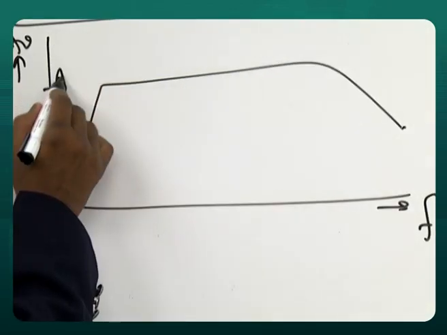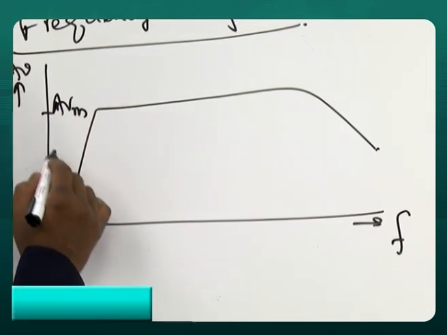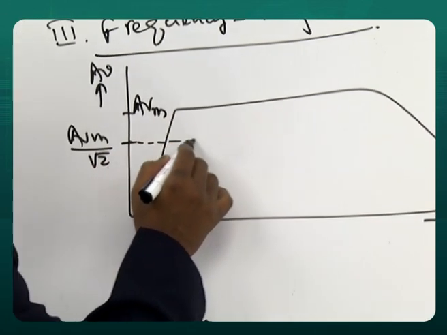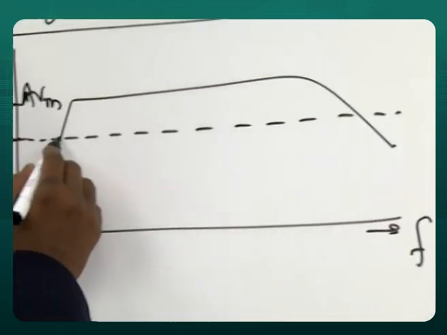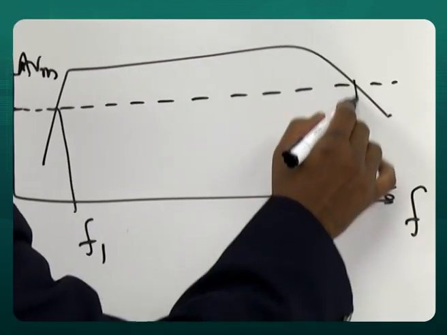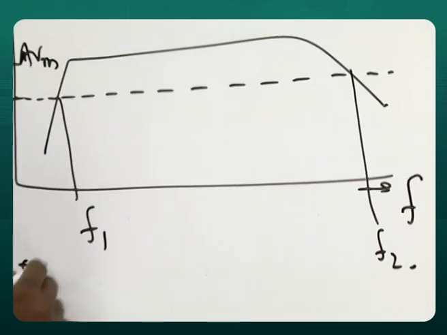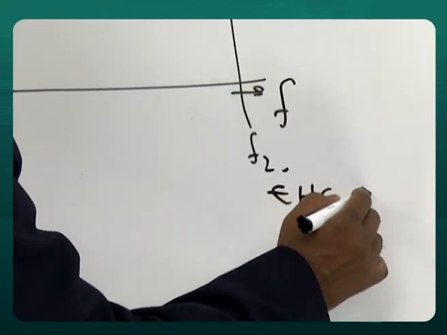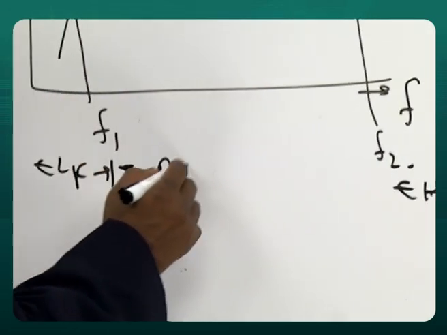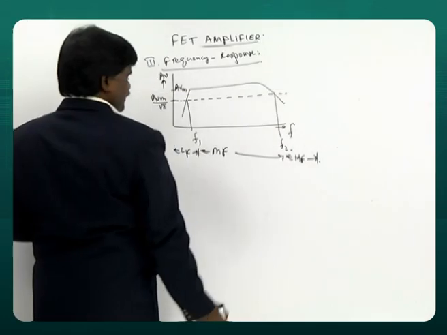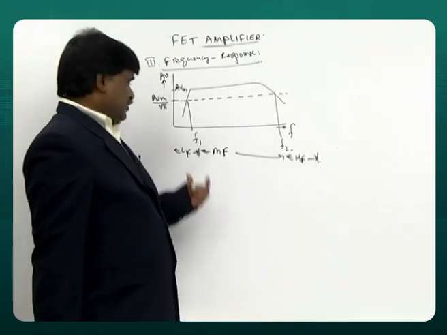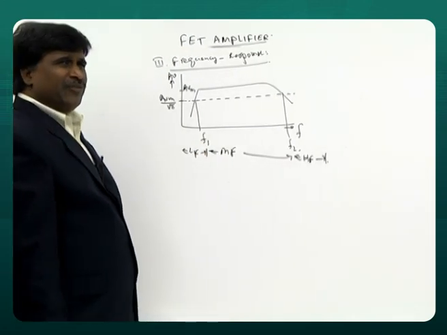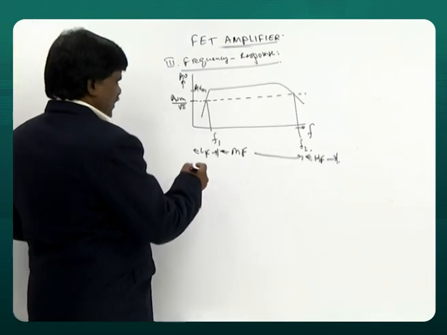This gain is called mid-frequency gain. And if you say mid-frequency gain by root 2, that is called F1, F2. This is low frequency, high frequency. In between, mid frequency. Very simple reason: the lower one is called low frequency, the higher one is called high frequency, the middle one is called middle frequency or mid frequency.